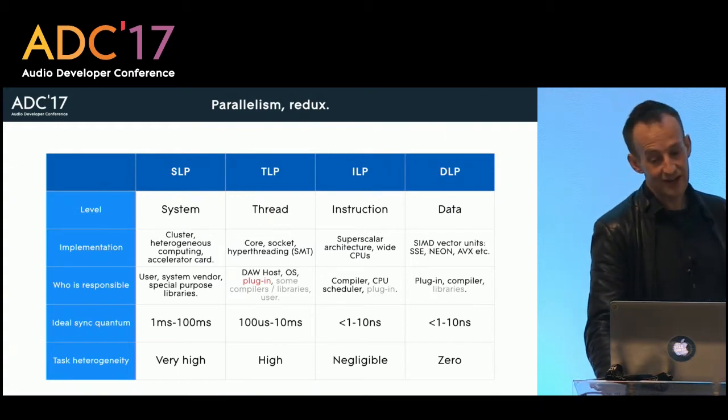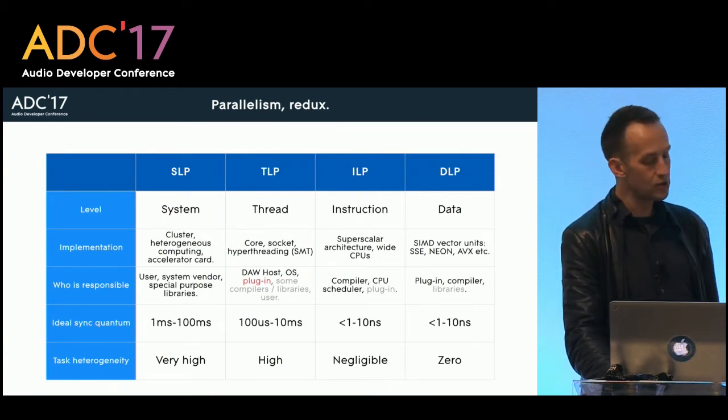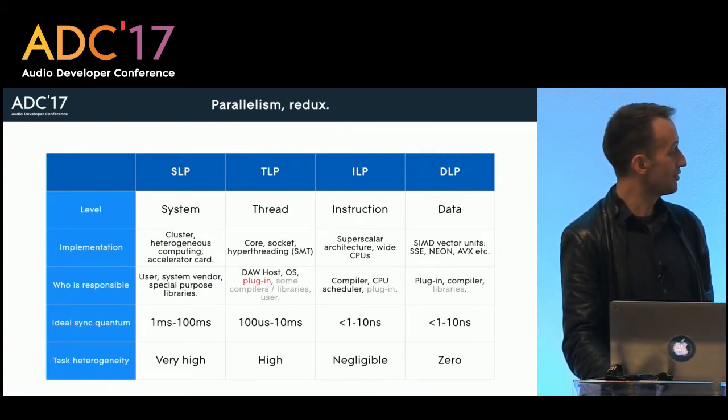Thread level parallelism, that is used quite a lot in audio, but it's mostly managed by the host and the operating system. It can run a bunch of quite different tasks, but the sync quantum there means you can't write really tightly optimized audio code just by multi-threading. Instruction and data level parallelism, that is what we're going to be interested in, and those are running on much, much finer grained tasks and synchronization quantums on the nanosecond order. So this is 10,000 to 1,000,000 times finer grained.